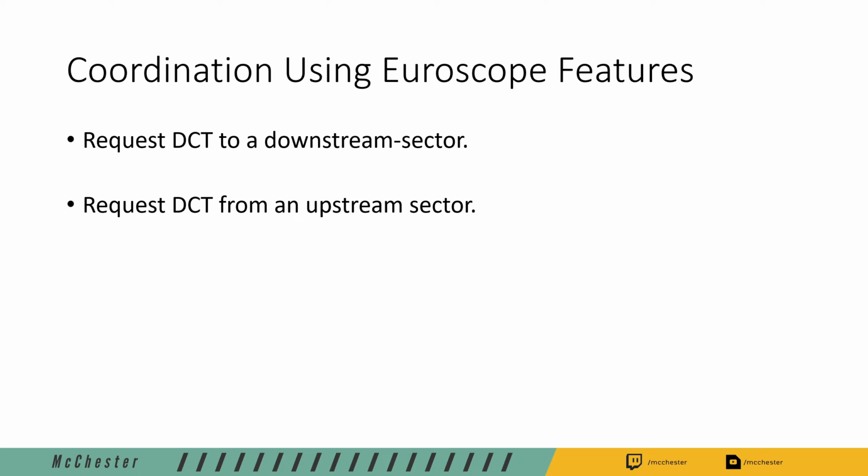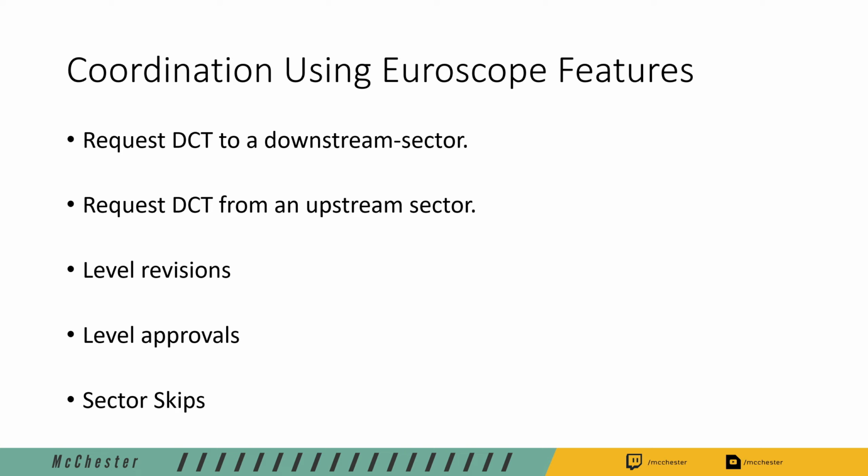You can, via Euroscope, issue level revisions if the aircraft is far enough from the sector border. And you can also request level approvals in cases where the aircraft is already rather close to the border. Those level approvals have to be confirmed by the downstream sector. Also, you can issue sector skips with Euroscope, where you say an aircraft is crossing through your sector, but only for a very short time, or maybe just for a short vertical portion. And you can just say, I don't need this aircraft on my frequency, and I will just skip it.